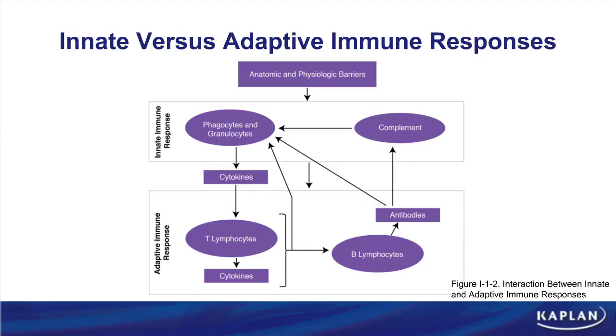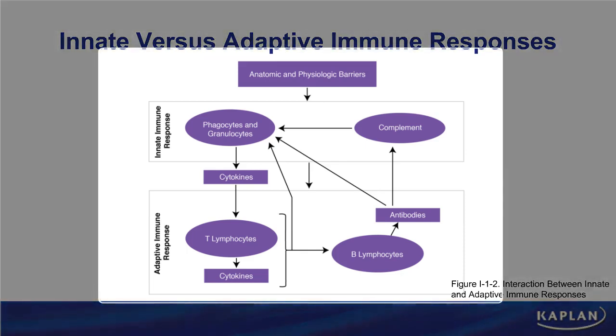At the end of Chapter 1, you're going to find this particular figure. At this point, it's not necessary to memorize all the details, but rather what we would ask you to do is to revisit this particular figure as you go forward. As you can see, the interaction between the innate and the adaptive is one that is collaborative.